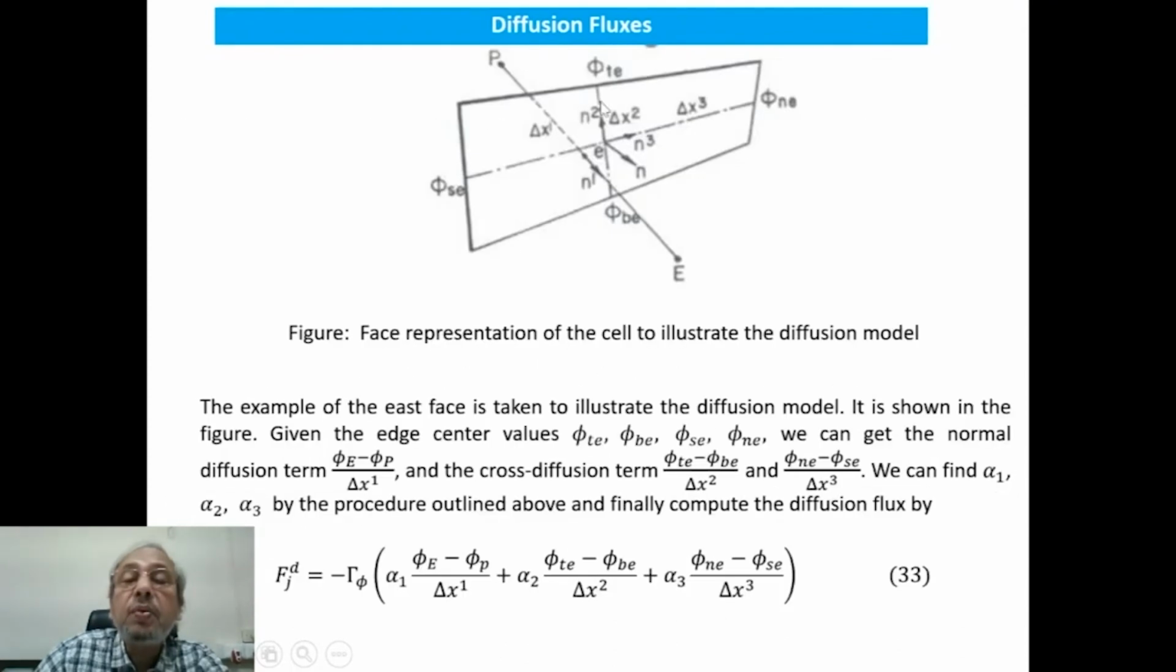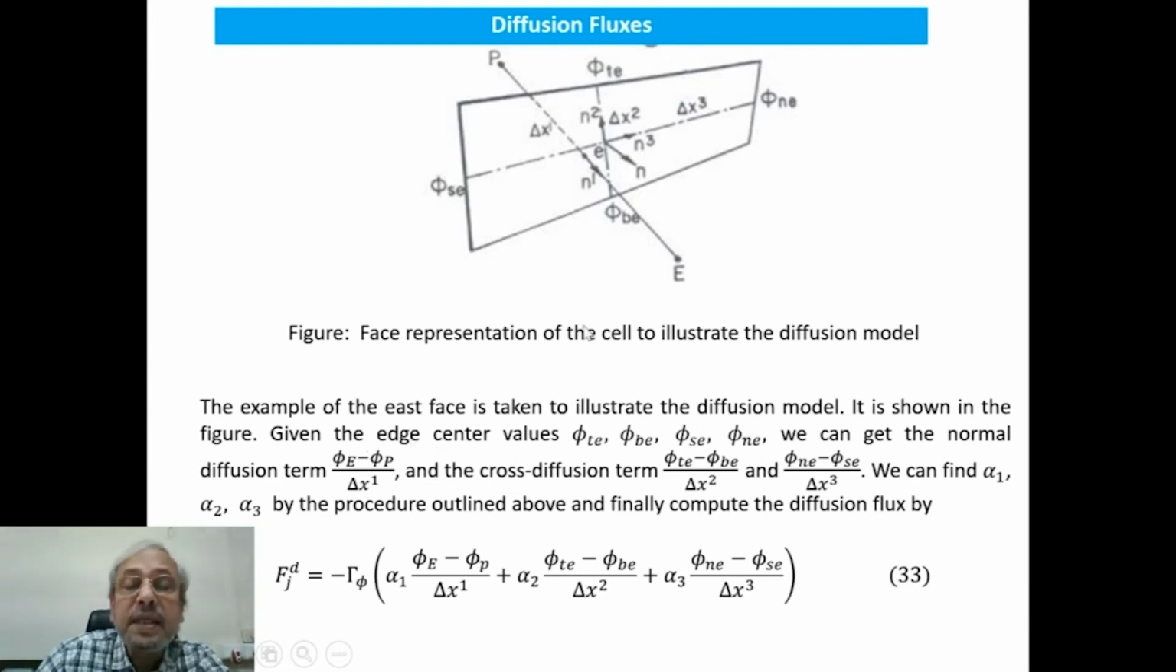Progress further with the example of again the eastern surface, and we can see that this is the edge of the cell and this is basically center TE, and this is the edge of the cell, center BE, and phi has been defined here, phi BE. The example of the east face is taken to illustrate the diffusion model. It is shown in the figure.